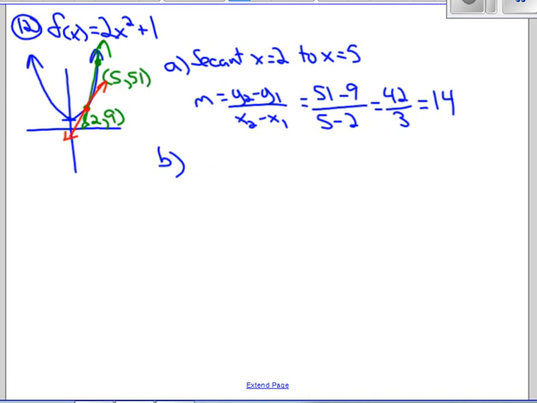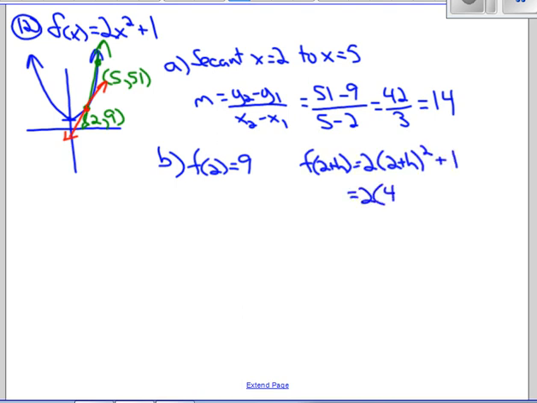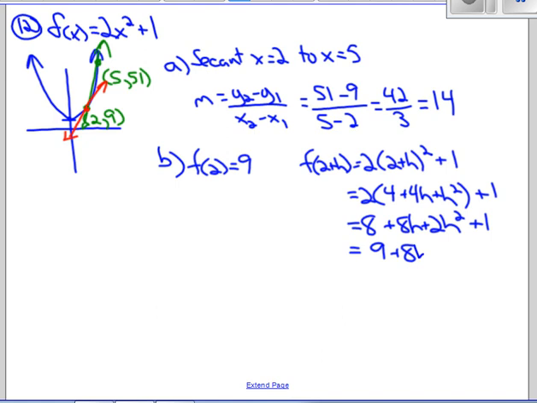And if we want to find that tangent at 2, we need to know 2 things. F at 2, which is 9, and f at 2 plus h, which is going to be 2 by 2 plus h all squared plus 1, or 2 by 4 plus 4h plus h squared plus 1, or 8 plus 8h plus 2h squared plus 1, or 9 plus 8h plus 2h squared. Okay, and we do all that so that we can use this.